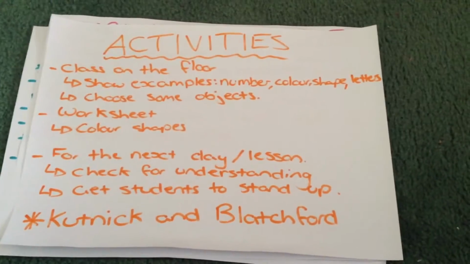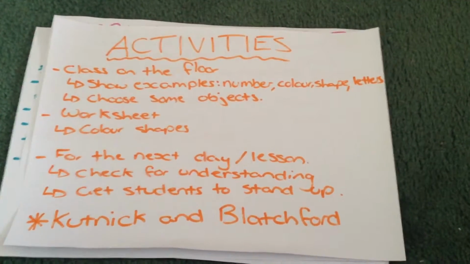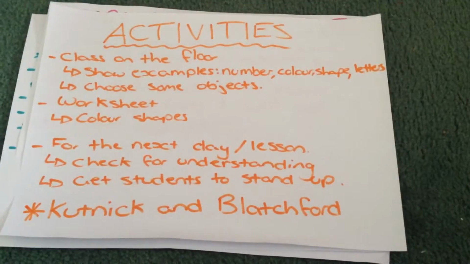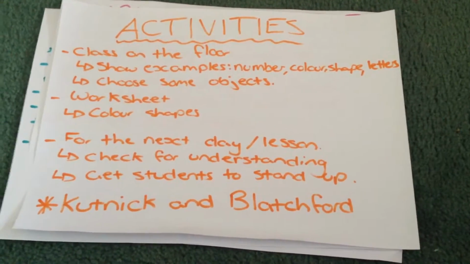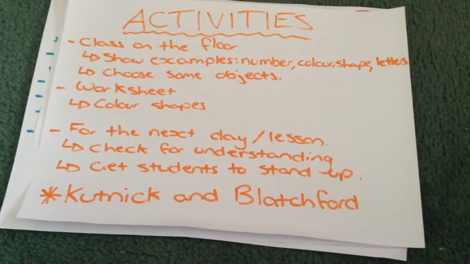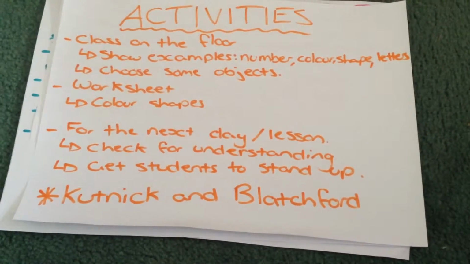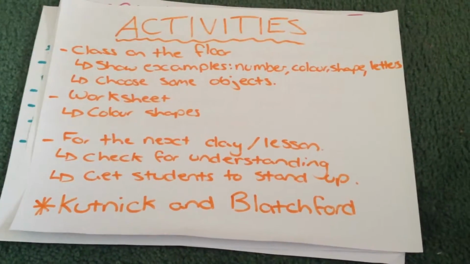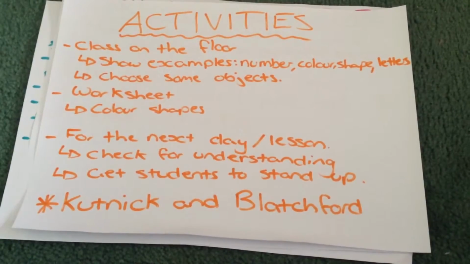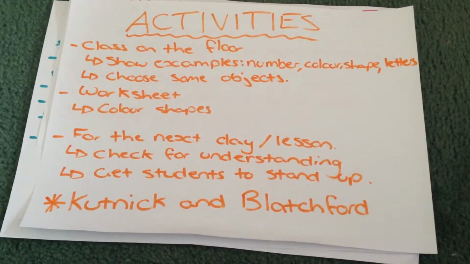Activities. Okay, so it's first a good idea to start on the floor and start together as a class. Cutnick and Blatchford say that it is a good idea to use group work, as students seem to understand it a lot better. So they can start on the floor, and the teacher should show different examples on the board, such as number examples, colour, shape, and letters. I believe it's good to show 2 different number forms, as you can show one that is increasing and one that is decreasing.